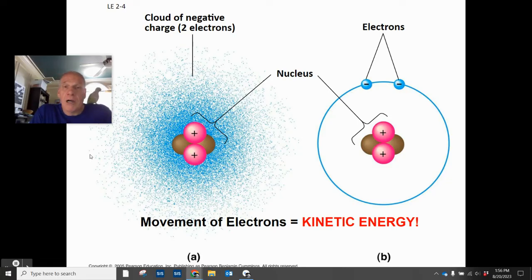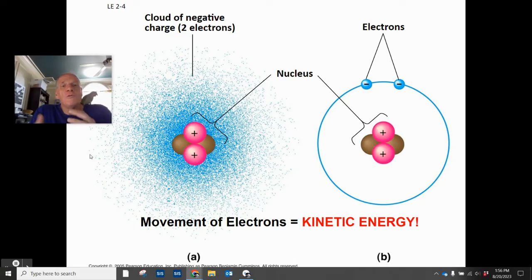Protons have a positive charge. Neutrons, as the name sounds, have no charge. They are neutral. However, both protons and neutrons have the same weight as each other. They make up most of the atomic mass of an atom. Electrons are extremely small and weigh literally nothing compared to a proton or a neutron.